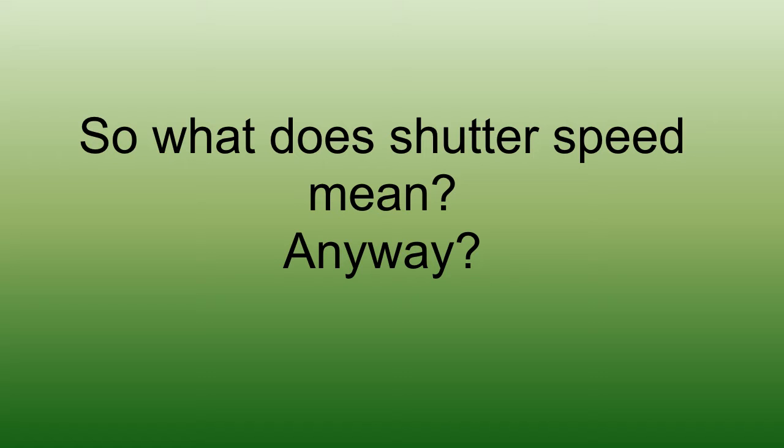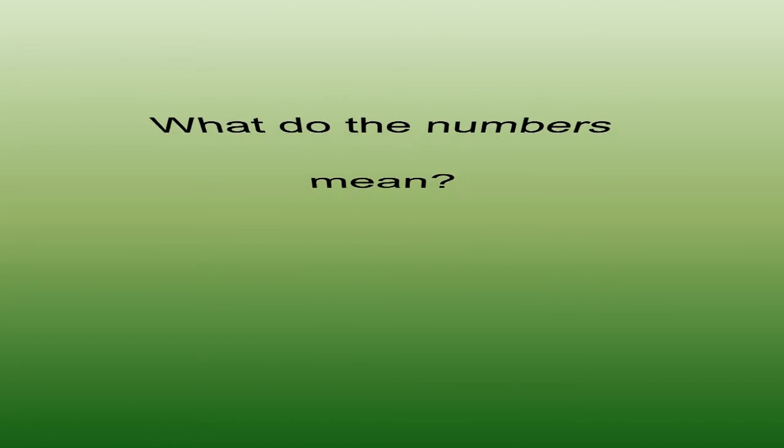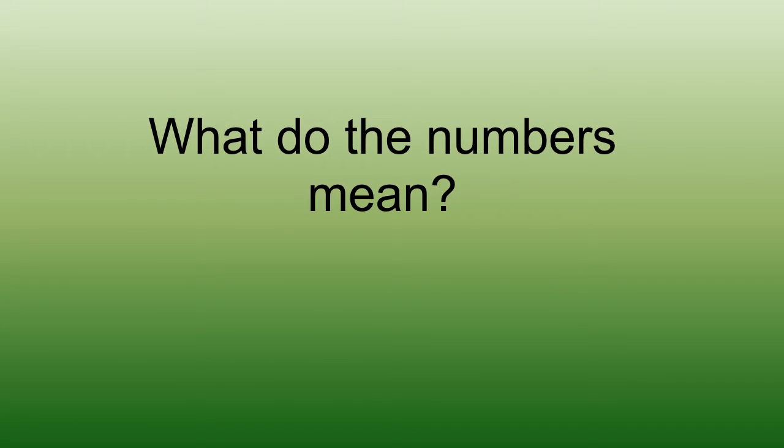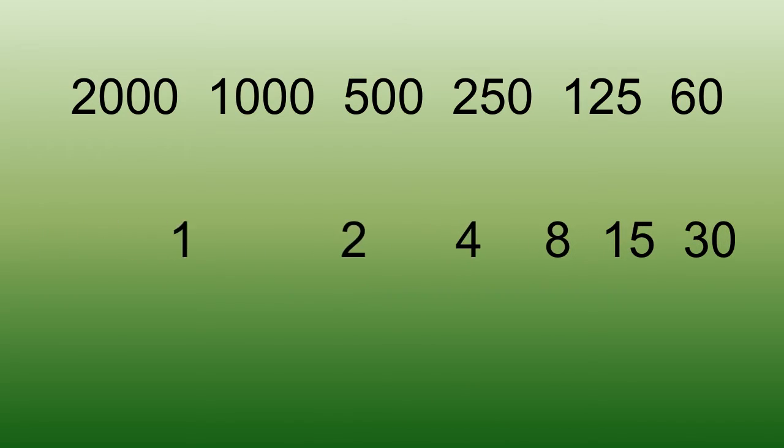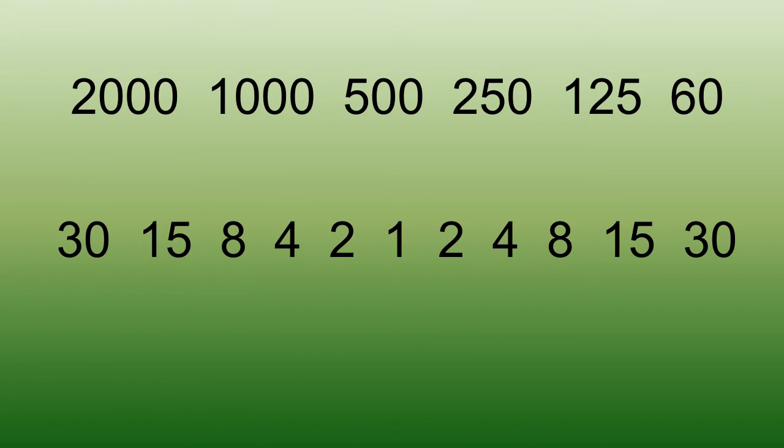Now, that shutter speed is represented by various numbers, and this leads to our next question: what do the numbers mean? Well, I'm going to pull up some of those numbers here, and the highest number we're going to come up to here today is 2000. Although most DSLR cameras go higher than that, we're going to use that number just because it kind of fits nicely on our screen.